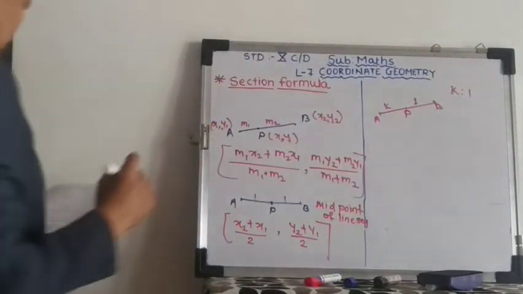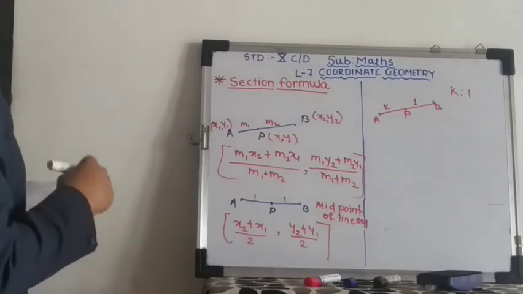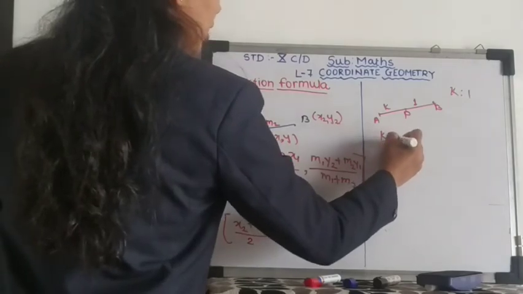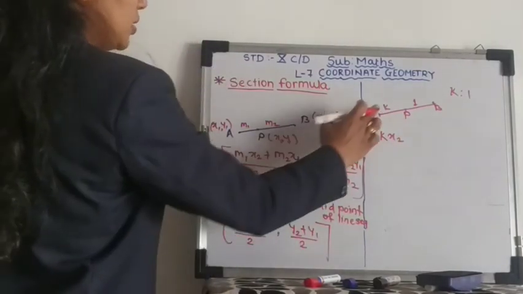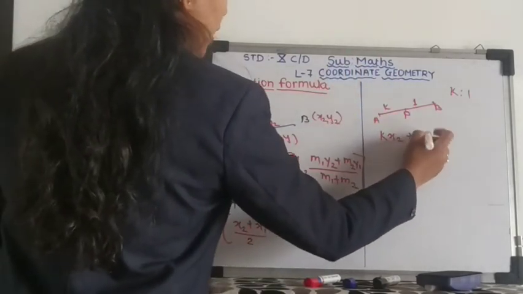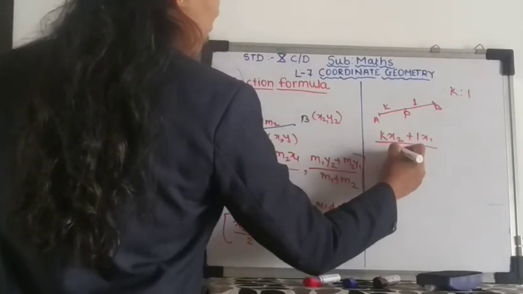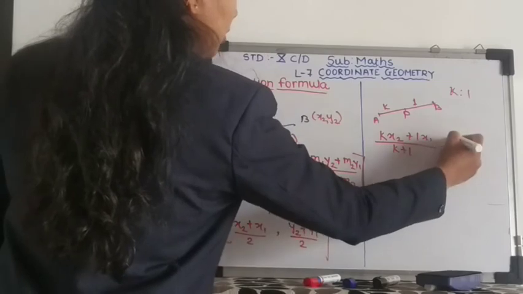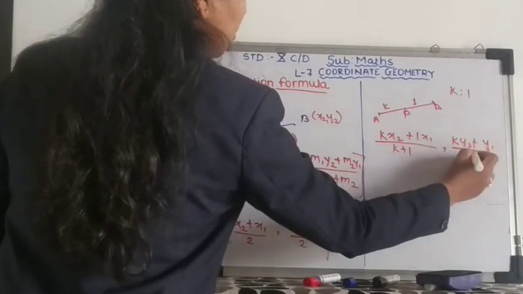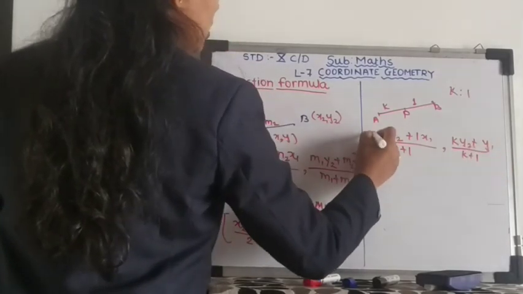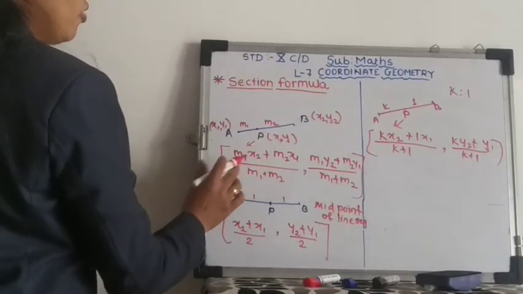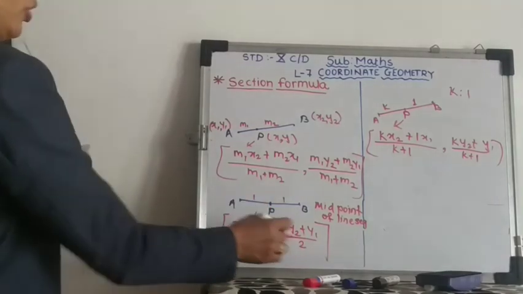So if the ratio in which P divides AB is in the form k:1, then the coordinates of point P will be, we will write here x2, simply this m1 will be replaced by k and m2 will be replaced by 1. So (k x2 plus 1 x1) upon (k plus 1), then (k y2 plus y1), 1 y1 or simply y1, upon (k plus 1). So these will be the coordinates of P.